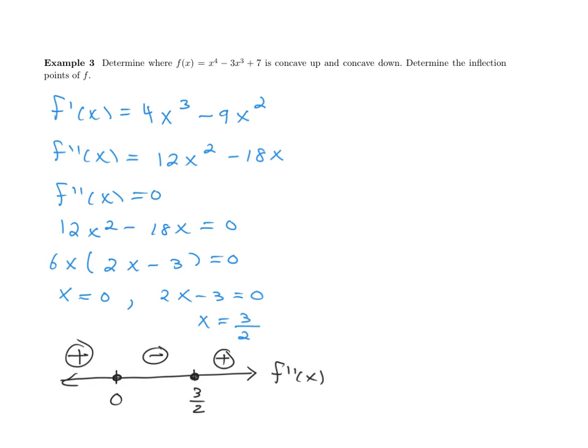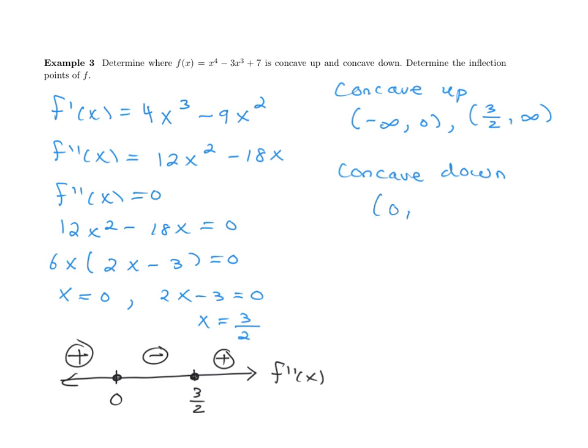On this original function, where is it concave up? Well, that's any place where the second derivative is a positive number, which is from negative infinity to 0, and also from 3 halves to infinity. Where is it concave down? That's here, where the second derivative is negative, from 0 to 3 halves. So that answers that.